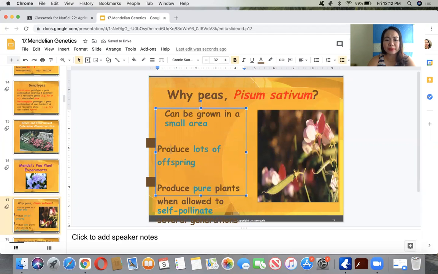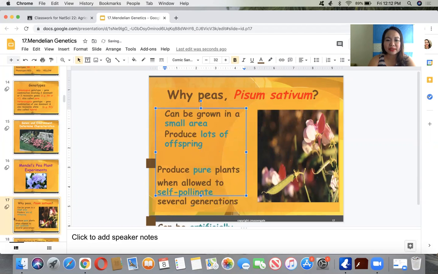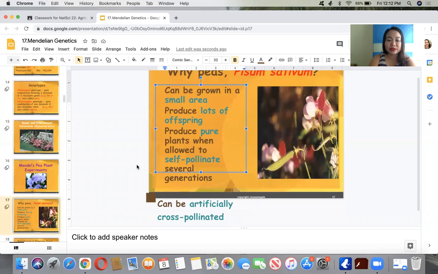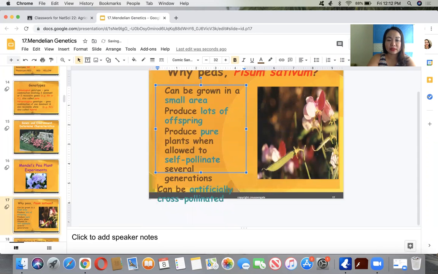He actually used peas, or Pisum sativum, because they can be grown in a small area and produce lots of offspring, and also produce pure plants when allowed to self-pollinate over several generations. And they can also be artificially cross-pollinated.